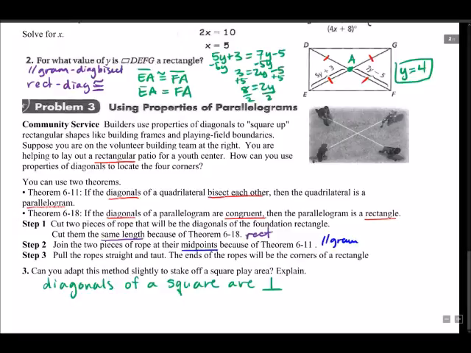So this is a nice lesson. It is simply the converses of the properties that we learned in 6.4 about rhombuses, rectangles, and squares. And I think you will have a lot of fun doing these problems. So enjoy your homework.